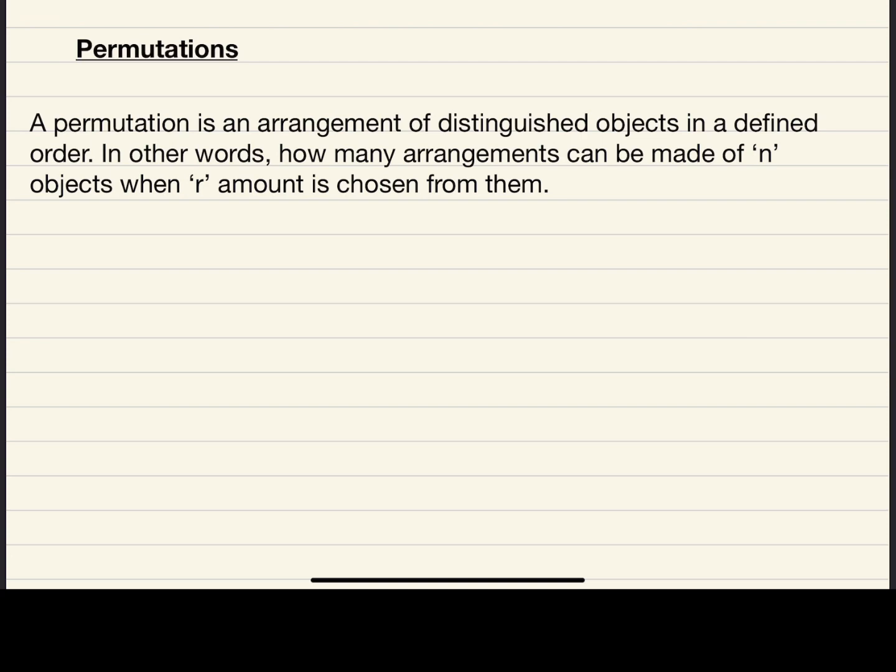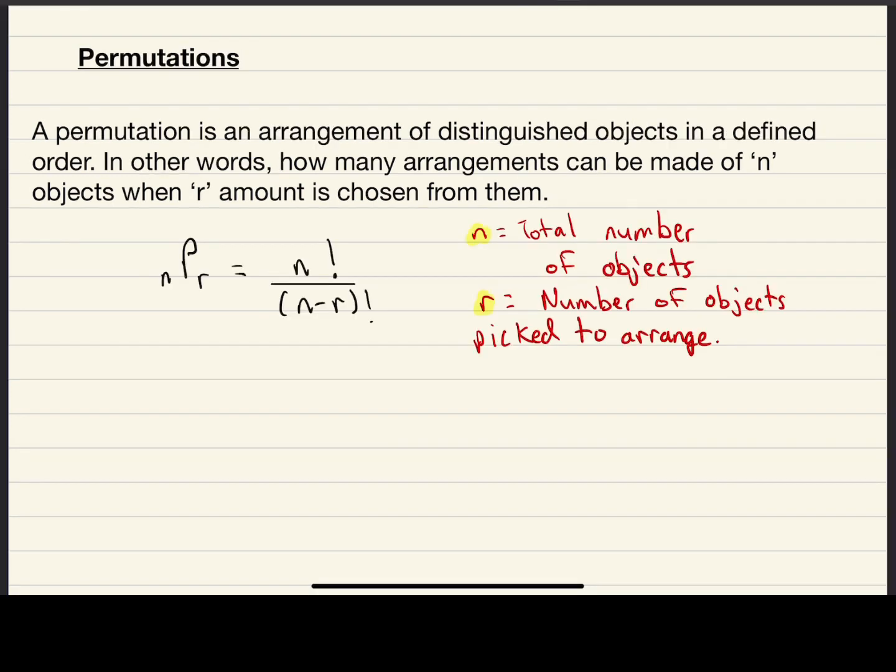A permutation is an arrangement of separate objects in a defined order. In other words, how many arrangements can be made of n objects when only r are chosen from them? The formula for permutations is the total number of objects in the set, factorial, divided by the number of objects subtracted by the number of objects actually picked to arrange, also to the factorial. So we get n factorial over n minus r factorial.